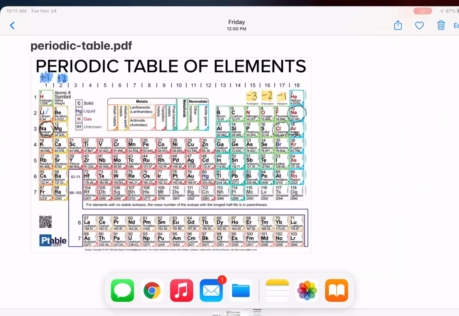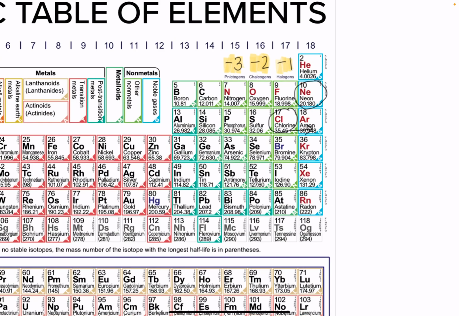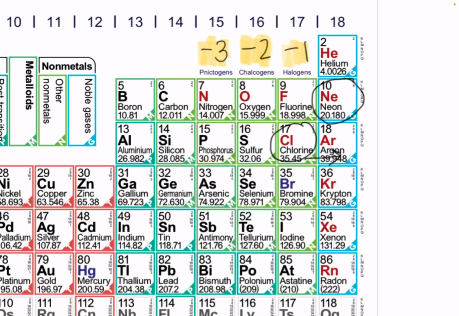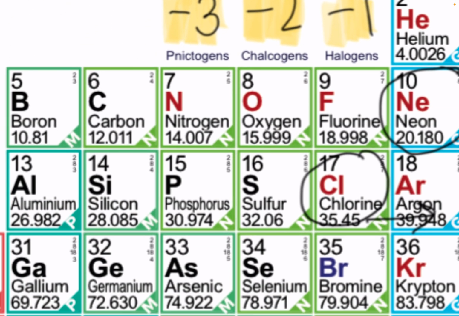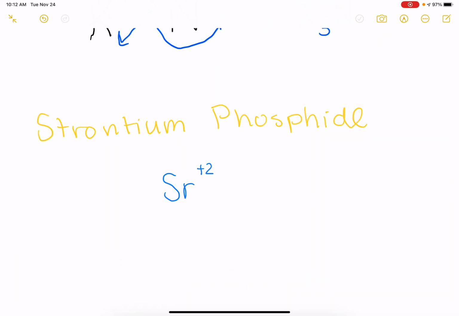Next is phosphide. So again, it's not phosphide. It's going to be something phospha because we changed that ending. And hopefully you realize that that's phosphorus, number 15, which is P. And it's in that -3 column. See the -3 at the top? That's the same column that phosphorus is in. So for this, we're going to write P and we're going to write -3.